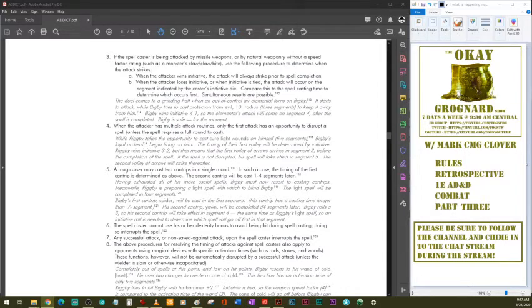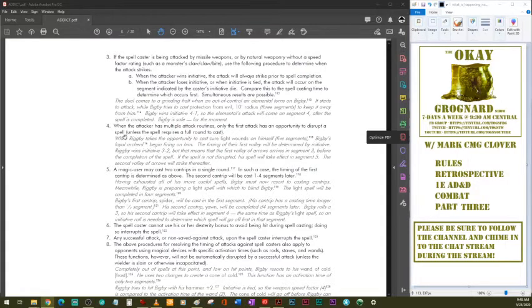While Rigby takes the opportunity to cast Cure Light Wounds on himself, 5 segments, Bigby's loyal archers begin firing on him. The timing of their first volley will be determined by initiative. Rigby wins initiative 3-2, but that means that the first volley of arrows arrive in segment 3 before the completion of the spell. If the spell is not disrupted, his spell will take effect in segment 5. The second volley of arrows will strike thereafter.